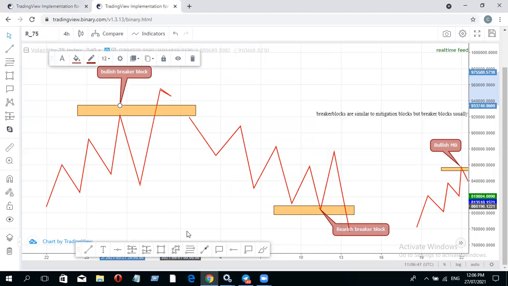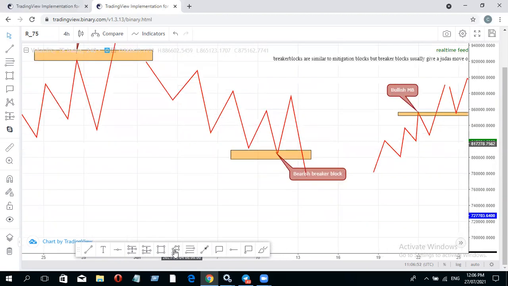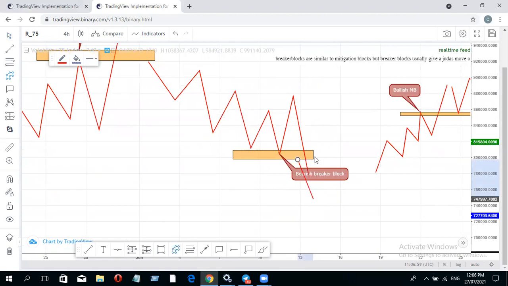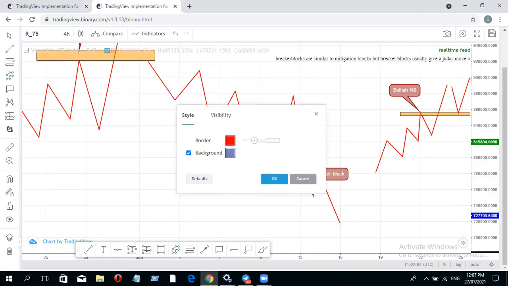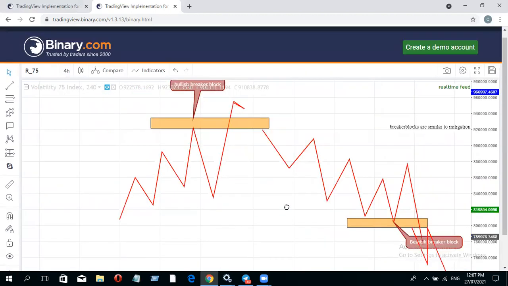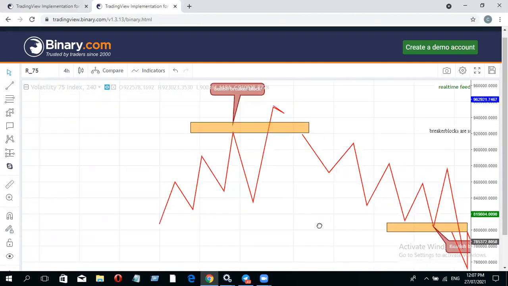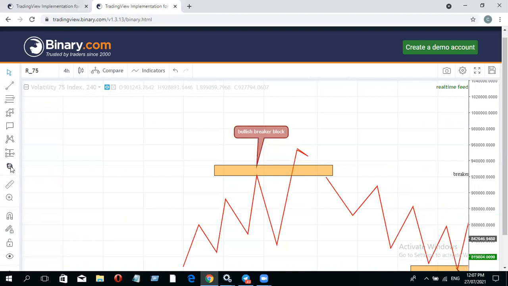So how to trade this is also similar. To trade this, you just expect price to come down, retest here, and then continue moving downward. And same way we trade the mitigation block, the same concept. We don't really stress ourselves, we just have to identify it, wait for that move, and then we expect price to do the same thing.